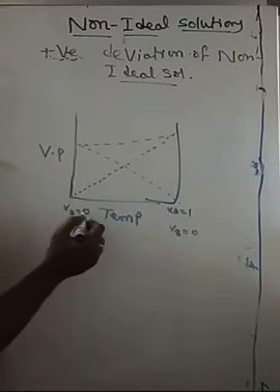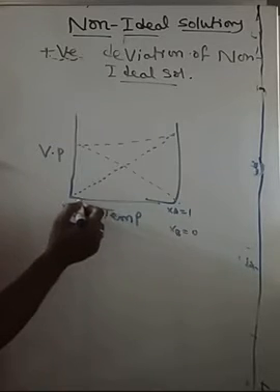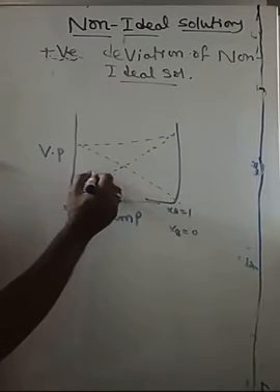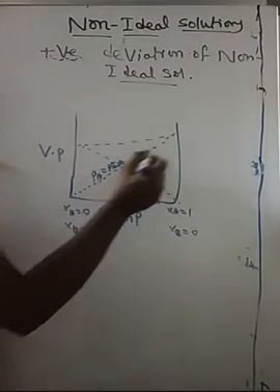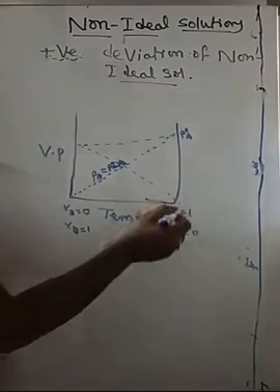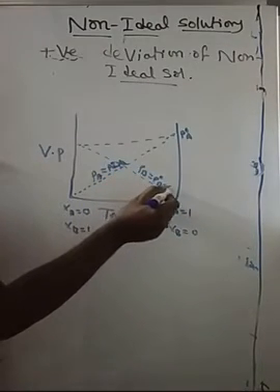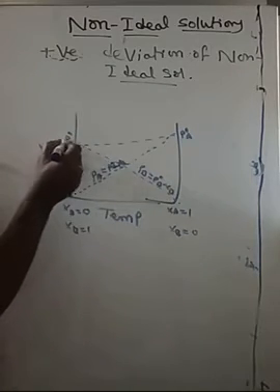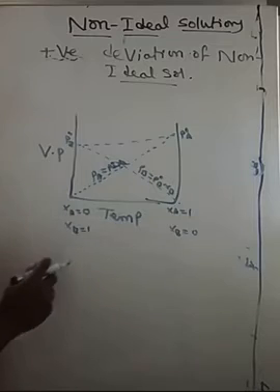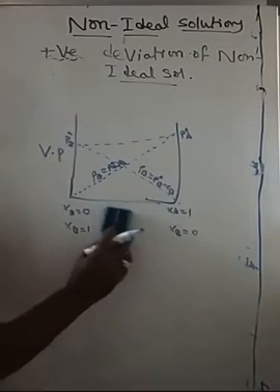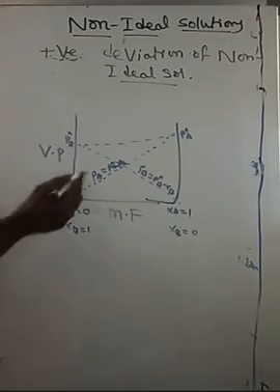So what happens here? With respect to the mole fraction of component A, from 0 to 1, as the mole fraction increases, the vapor pressure also increases. PA is equal to P naught A into XA, so this is P naught A. Like that, PB is equal to P naught B into XB, this is P naught B. Here is the graphical representation, vapor pressure versus mole fraction of the curves. So this is the ideal curve.